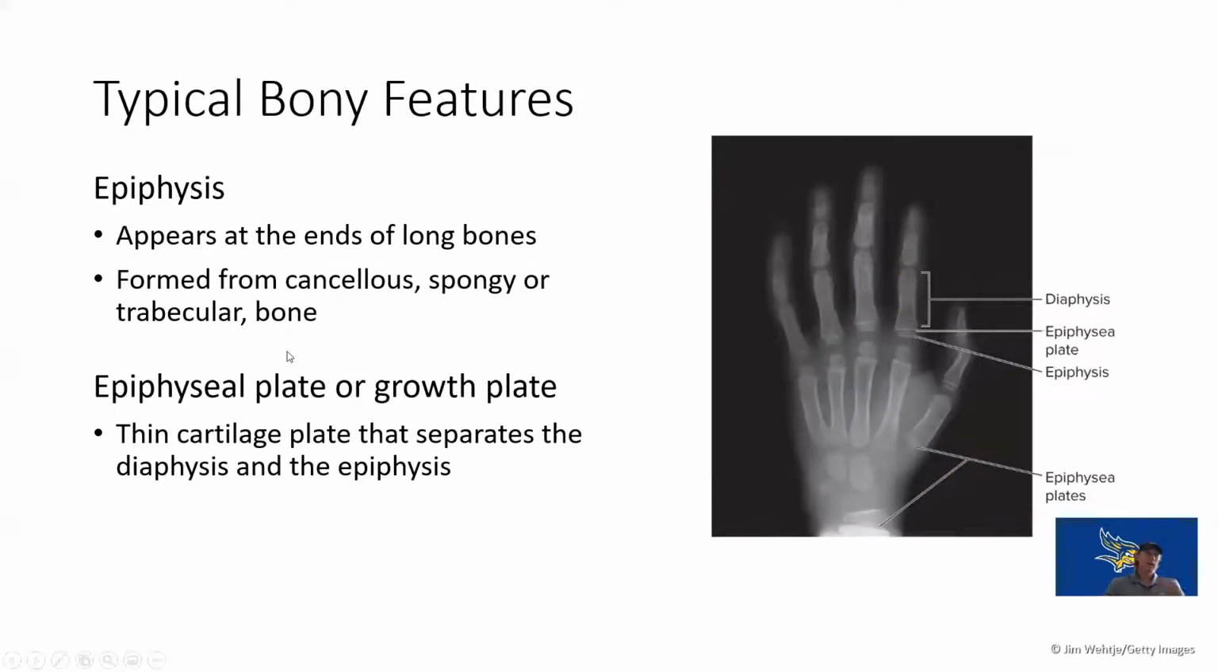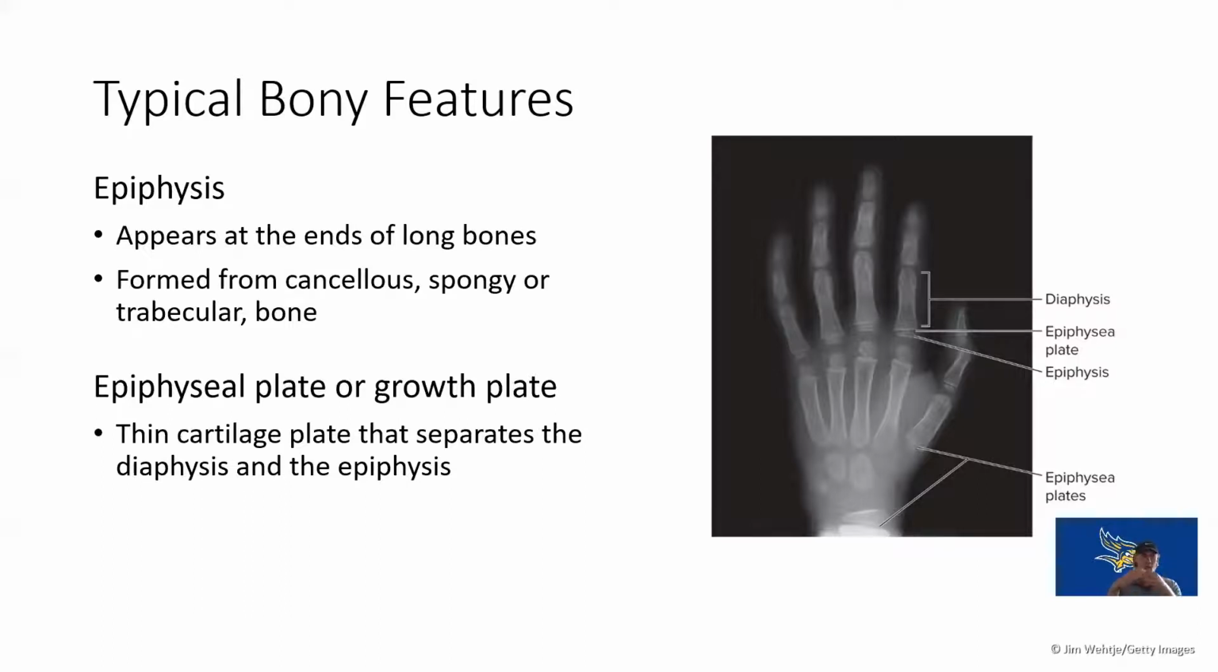Okay. The epiphysis is the ending of the long bones, and it's often this kind of spongy or trabecular bone. And the epiphyseal plate is at the very end of the epiphysis. Okay, and this is where we create growth during childhood and adolescence. This is the piece where we begin to calcify and extend the length of that long bone.